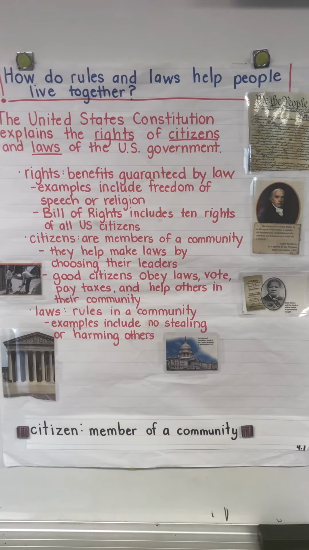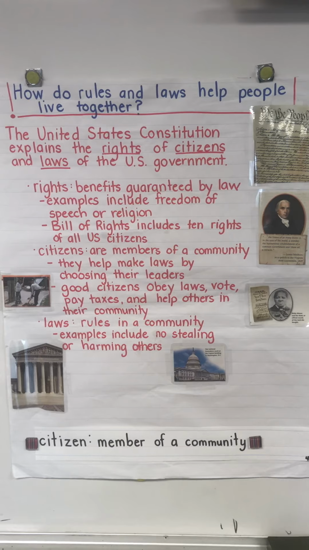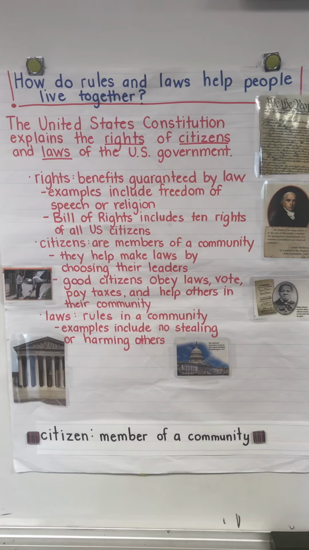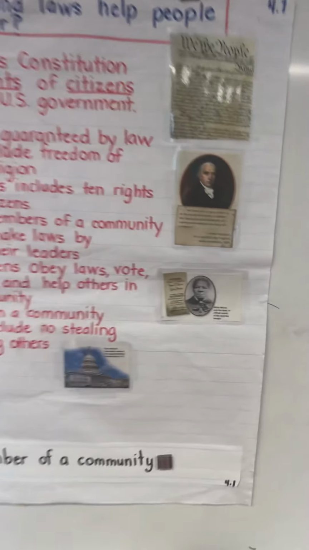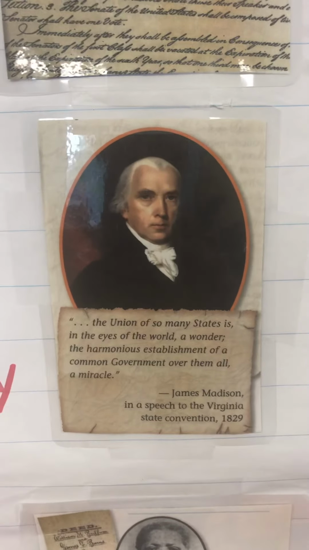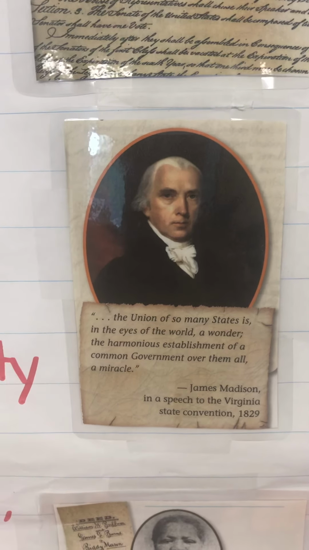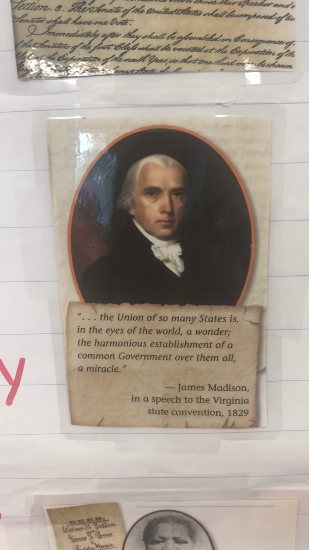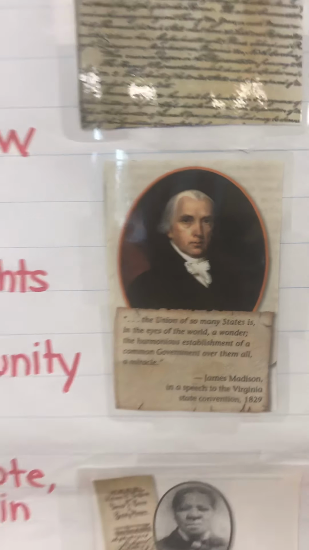Okay, now those first 10 rights that are listed in the Constitution are part of the Bill of Rights. Okay, so that's the 10 rights given to all U.S. citizens. And this gentleman right here, this is James Madison. He was instrumental in writing that Bill of Rights to make sure that the rights of citizens weren't violated and were represented in writing in the Constitution.